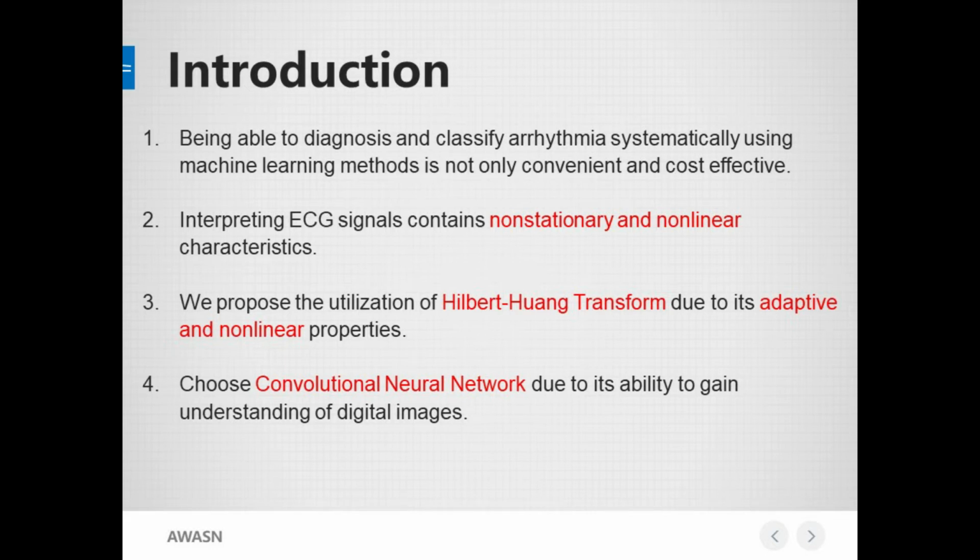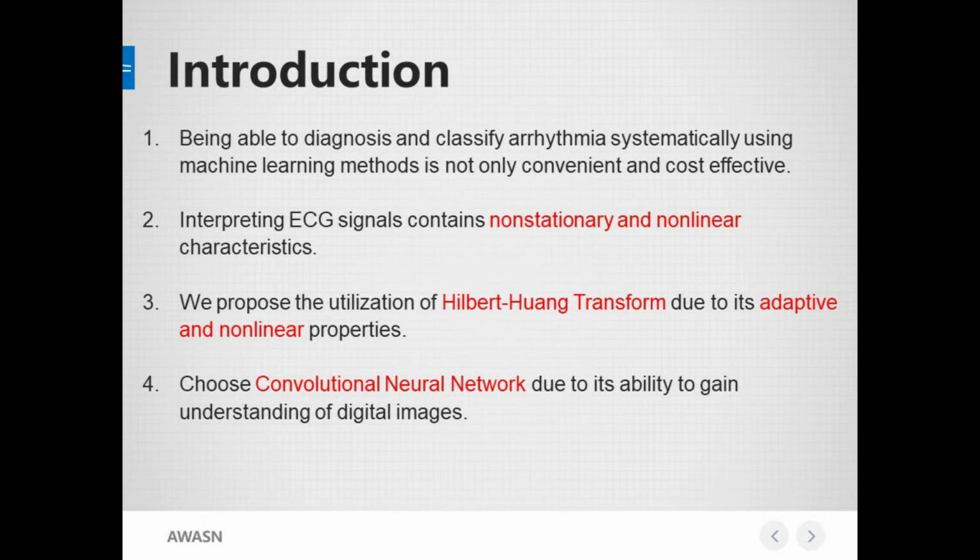Okay, as a start, when it comes to arrhythmia, we have to talk about electrocardiography. In the past, people relied on clinicians to interpret these signals, which may sometimes be misdiagnosed with adverse effects. For this reason, being able to diagnose and classify arrhythmia systematically using machine learning methods is not only convenient and cost-effective. Apparently, relying on machines for the identification of medical conditions in general practice is the future.